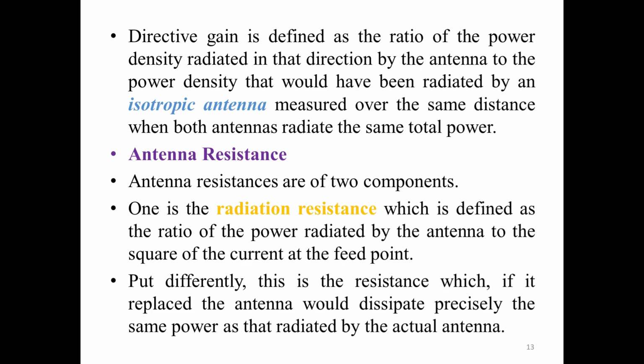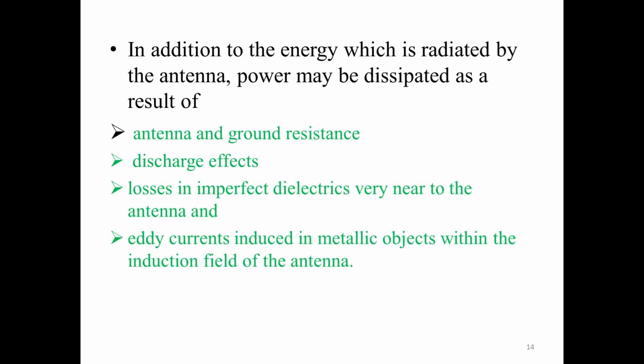Antenna resistance. Antenna resistances are of two components. One is the radiation resistance, which is defined as the ratio of the power radiated by the antenna to the square of the current at the feed point. Put differently, this is the resistance which, if it replaced the antenna, would dissipate precisely the same power as that radiated by the actual antenna.